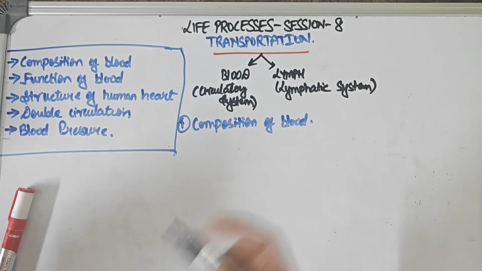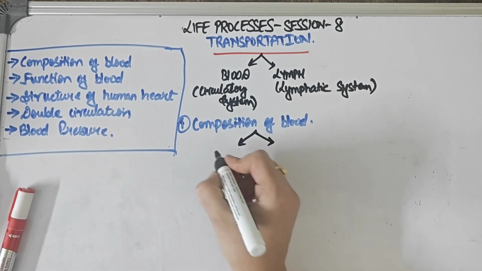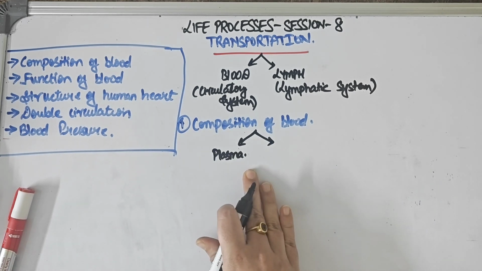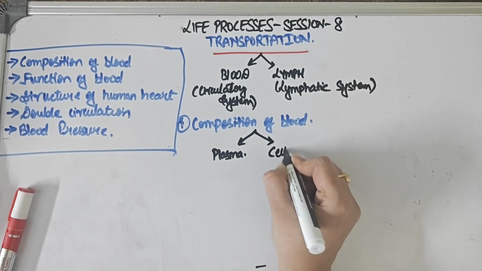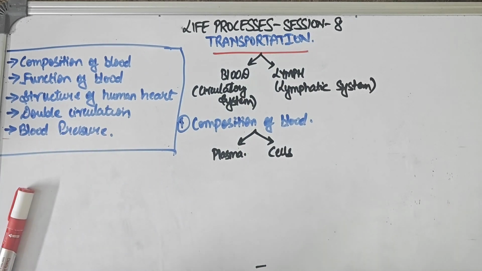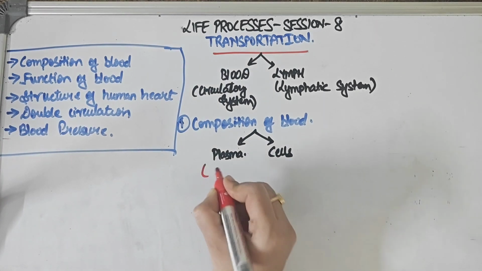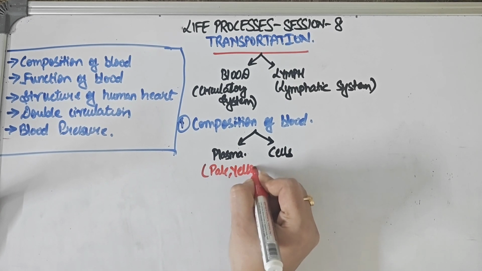So blood, children, has two main important components. The first important component of the blood is something known as blood plasma. I think many of you would have heard this term. And another important material that the blood possesses is the cells. So what is this plasma and what are the cells? Plasma is a pale yellow colored liquid which is there in the blood.